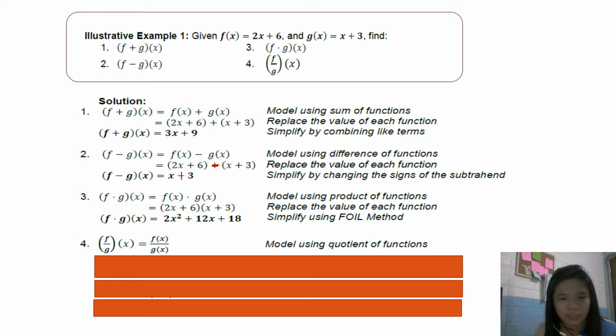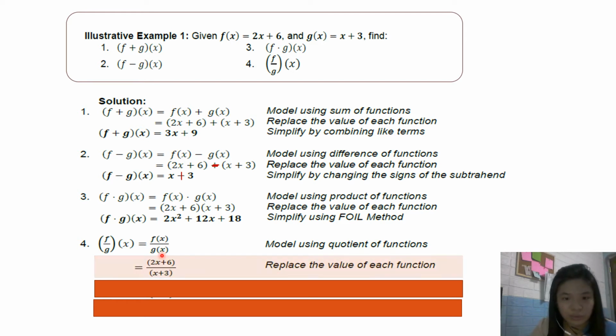Okay. So, last na, we have quotient of functions, which is f over g of x, which is also the same as f of x divided by g of x. First thing we need to do is to substitute. So, we have 2x plus 6, which is our f of x, over x plus 3, which is our g of x. Paano na yan po yung next dito?